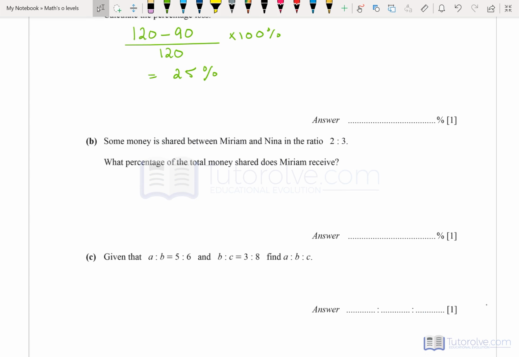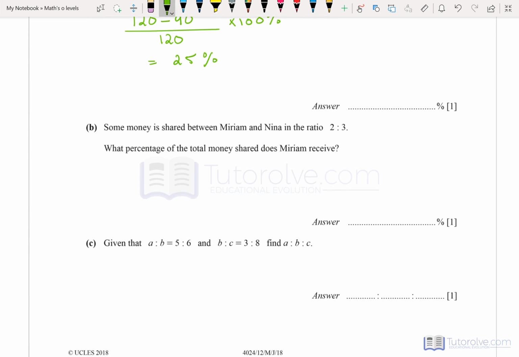Some money is shared between Miriam and Nina in the ratio 2:3. So what percentage of the total money does Miriam receive? Basically, she receives 2 and Nina receives 3. So we need to find out the total ratio first, which would be 2 plus 3, which is 5. And out of the 5, Miriam receives 2. So we need to find the percentage. We need to multiply this by 100%, and our final answer is going to be 40%.